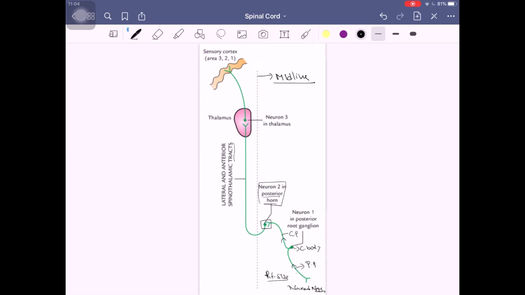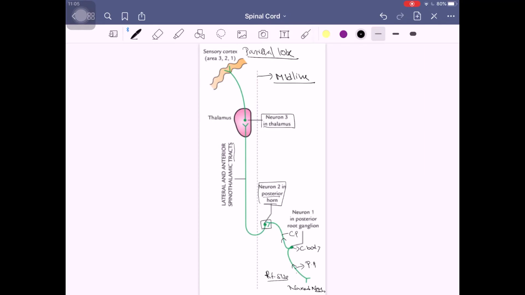It keeps on going up, enters the foramen magnum, then the brainstem, that is medulla oblongata, pons, midbrain, and finally reaches the thalamus. There it ends in the thalamus, and there the third neuron starts. We call it the third order neuron. Then it goes and reaches your parietal cortex. You remember the parietal lobe.